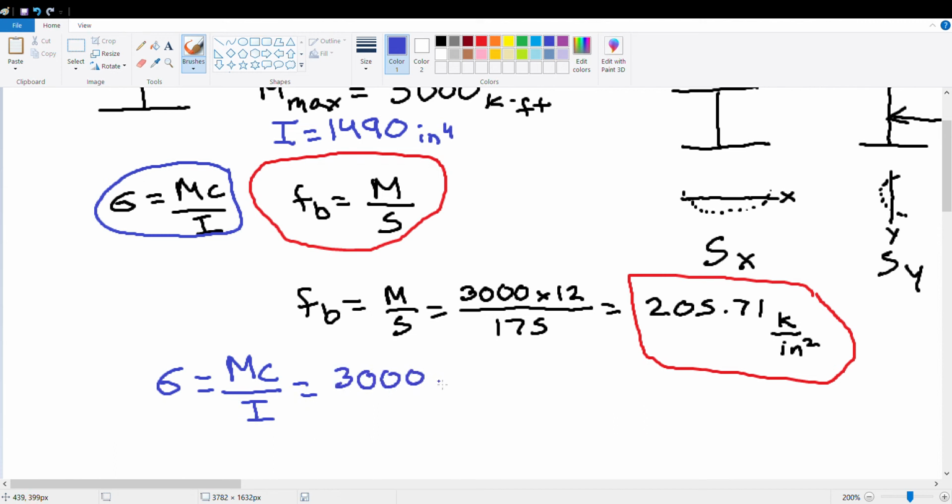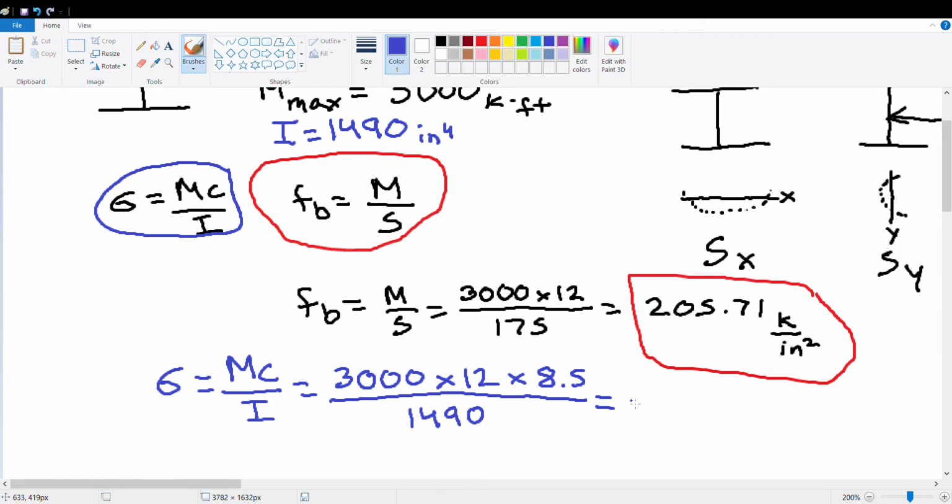But we have to keep it consistent. Did I say kip-pounds? Wow, listen, it's 2 a.m. in the morning, I am lacking some sleep. It's kip-foot. So in order to go from foot to kip-inch, you multiply by 12. And now you're going to multiply by c. Remember, c we found earlier was 8.5. And we're going to divide this by your moment of inertia about the x-axis, the strong axis, 1490. This should come near 205.71.